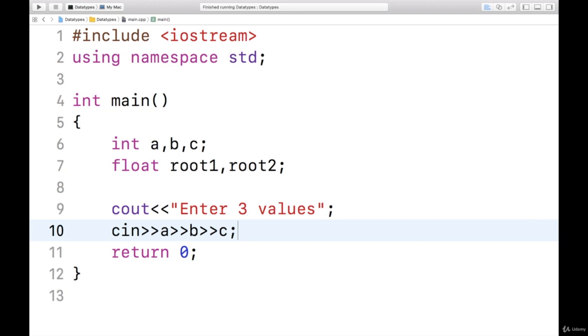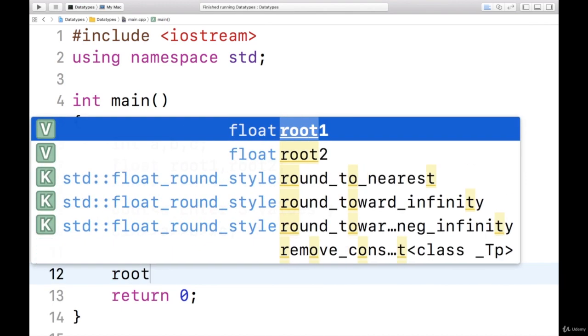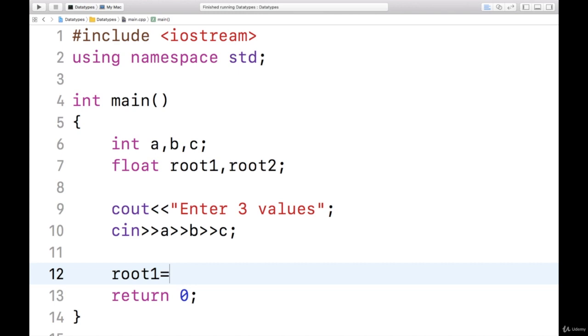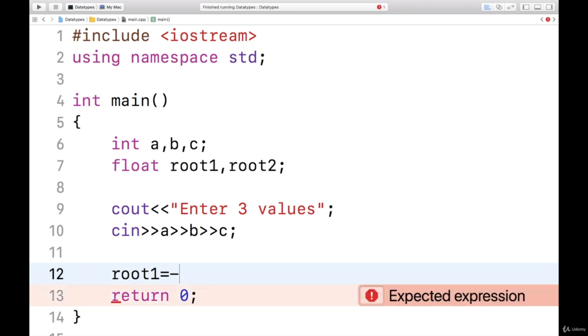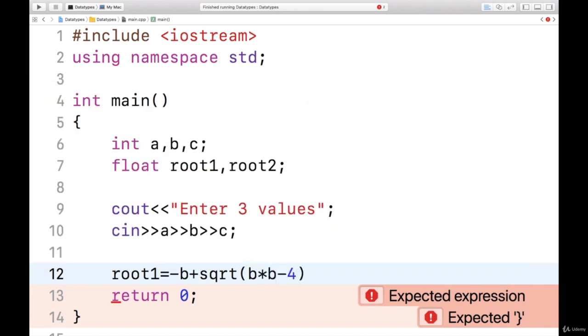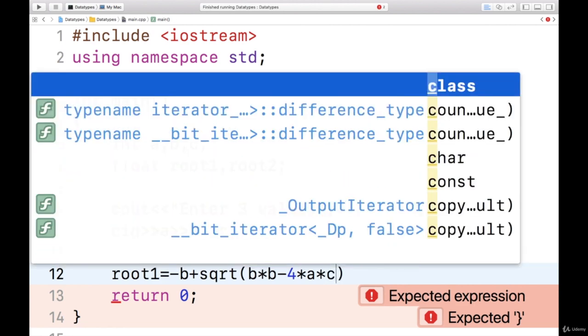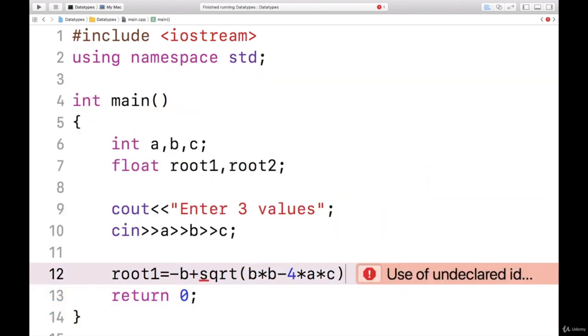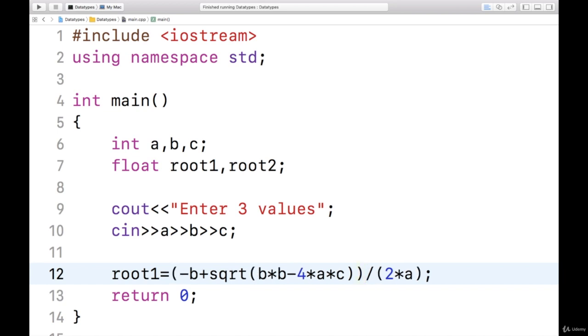b and c. Now how to find the root is: root1 is minus b plus sqrt of b into b minus 4 into a into c. Then this is divided by 2 into a. So this 2a should be dividing the entire numerator. So all those things will come in the numerator. Now this is the perfect expression.